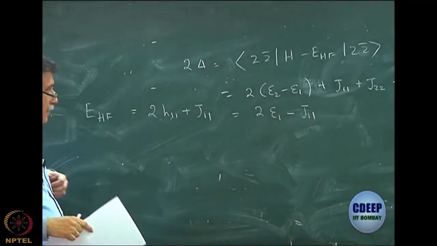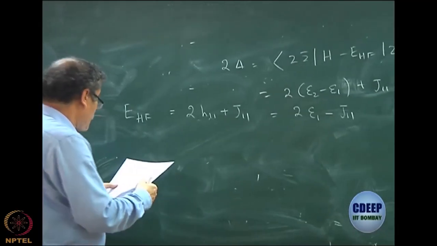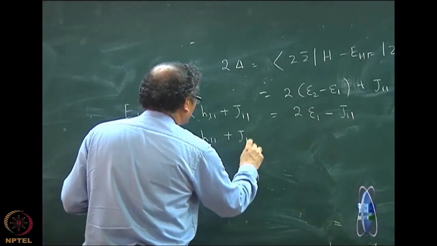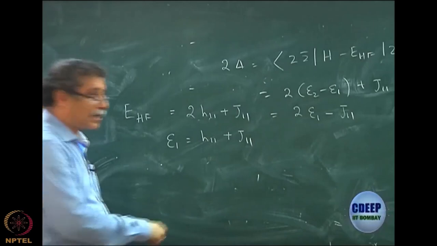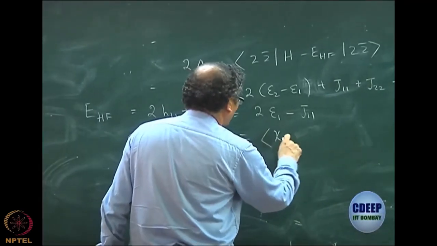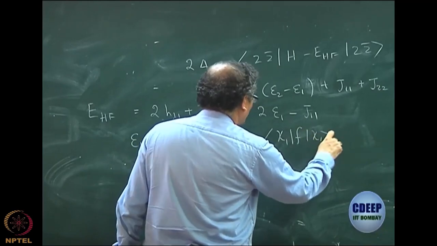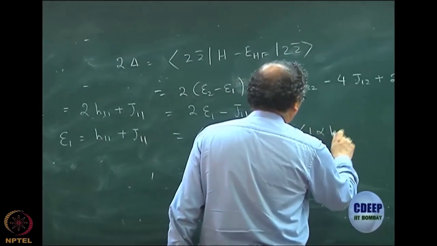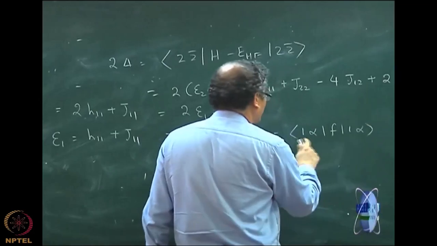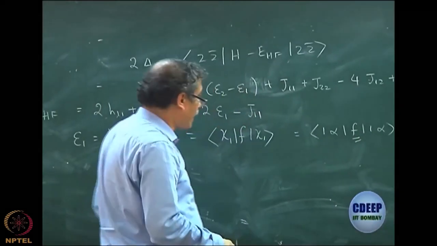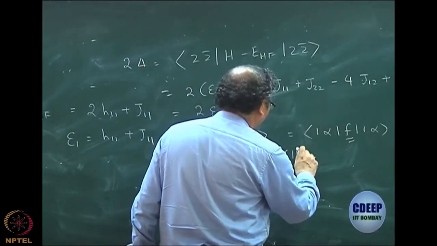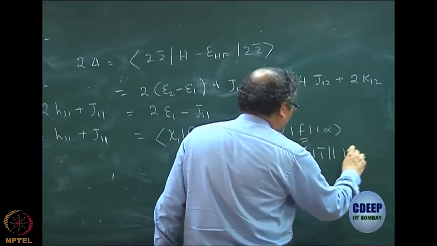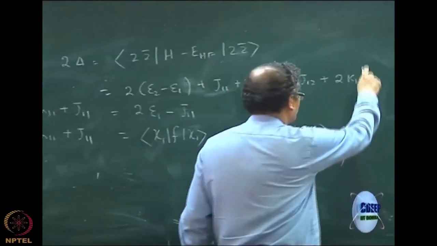So there are different ways of writing this. So let me write this down, that epsilon 1 is of course H11 plus J11. So epsilon 1 is nothing but chi 1 F chi 1. So chi 1 can be either 1 or 1 bar, you can take any one of them. So let us say 1, so 1 alpha F 1 alpha, alpha alpha is integrated, then expand F. If you expand F, you will get 1H1 plus the other one, which is 1-1 bar anti-symmetrized 1-1 bar.